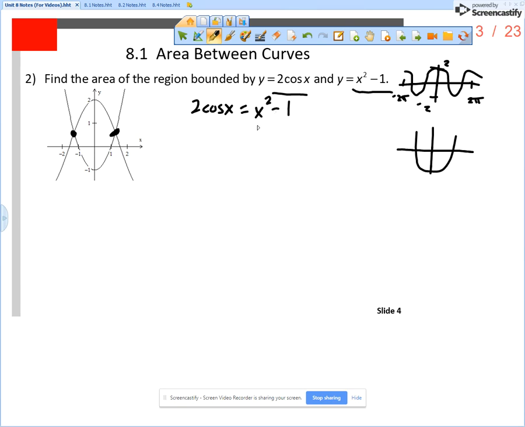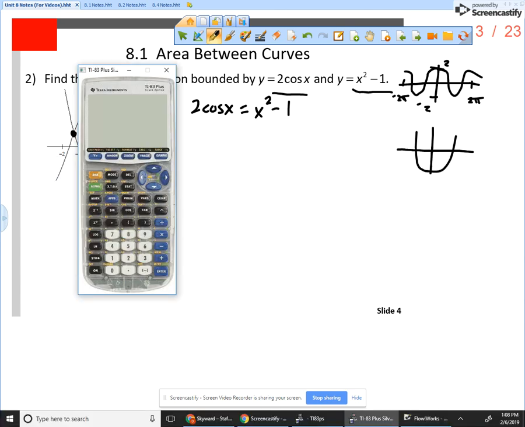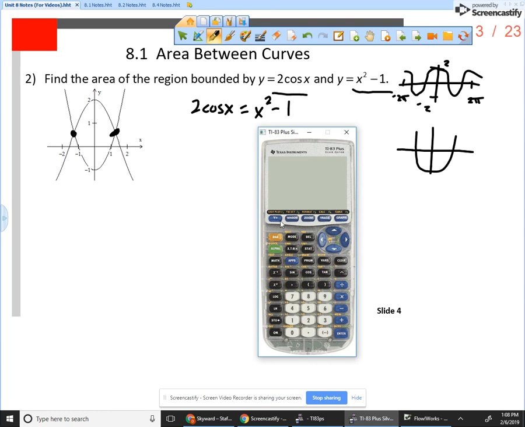equal x squared minus 1, well, that's a problem, because I can't solve that. I would have to use a calculator to do that, and so that's actually what we want to do. We want to use a calculator. All right, so let's pull up our calculator. Now what you want to do is graph the two equations. So I'm going to graph 2 cosine x, and then I'm going to graph x squared minus 1.